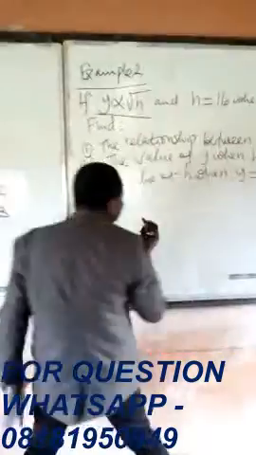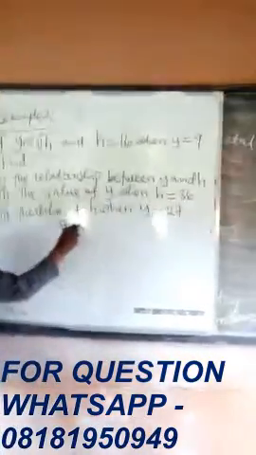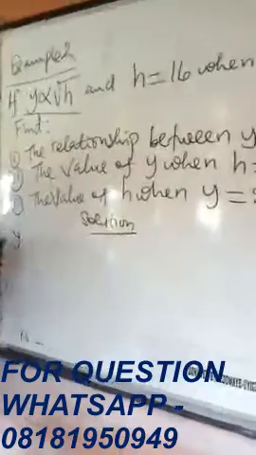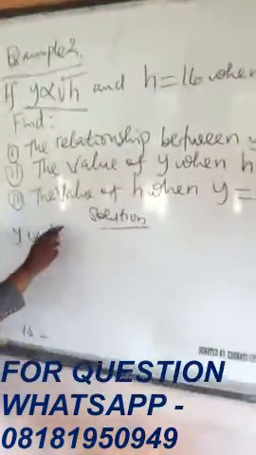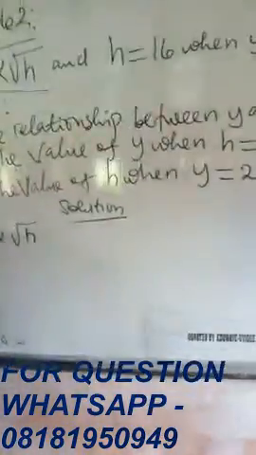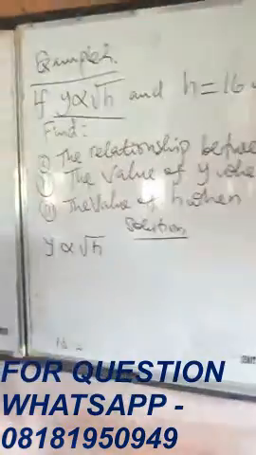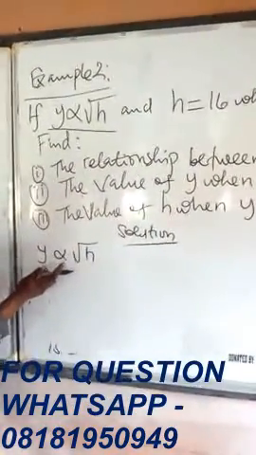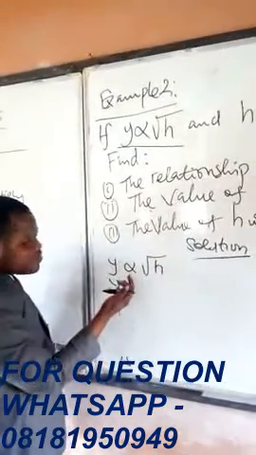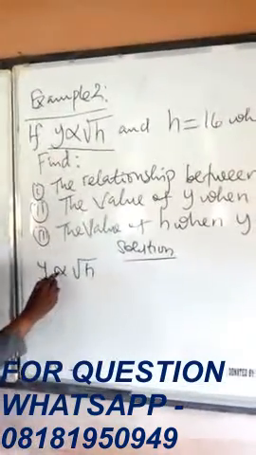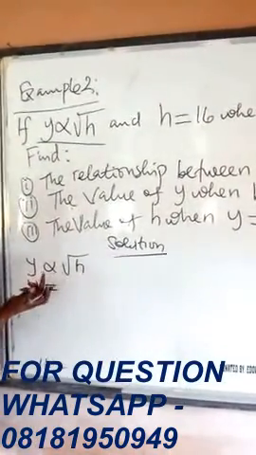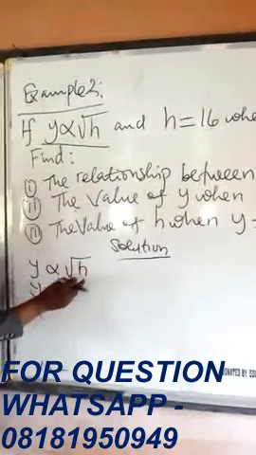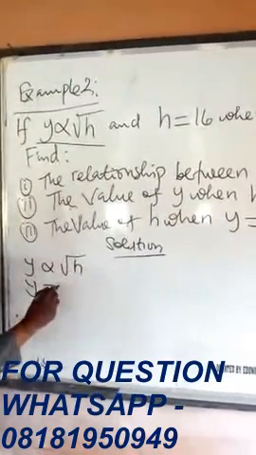Let's quickly solve this. Solution. Now, y varies directly as the square root of h. As I said earlier, this is the variation sign or sign of proportionality. Now, to remove this sign, we put equal to. Immediately you put equal to here, you multiply whatever you have in this quantity with a constant, which is k.